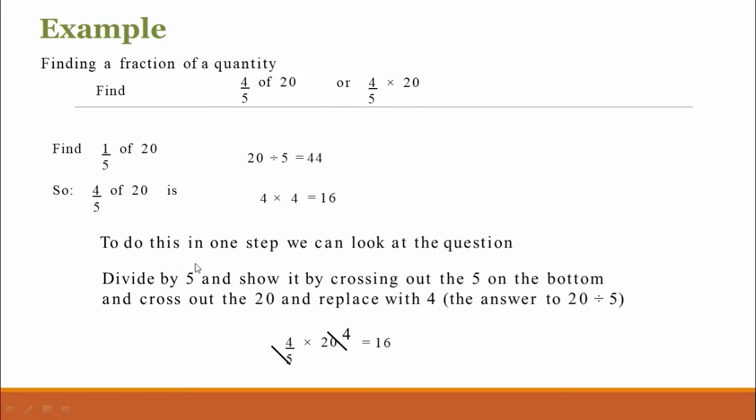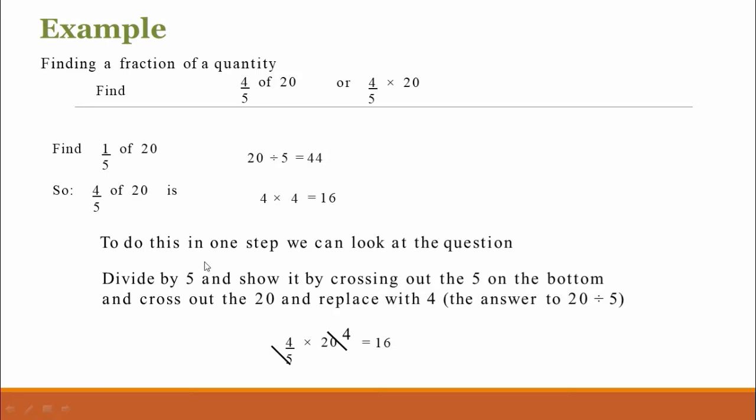To do this in one step, we can look at the question, divide by 5 and show it by crossing out the 5 on the bottom and crossing out the 20 and replacing it with 4. The answer to 20 divided by 5 is 4. So in this example, you see here 20 divided by 5 is equal to 4, and 4 multiplied by 4 is equal to 16.